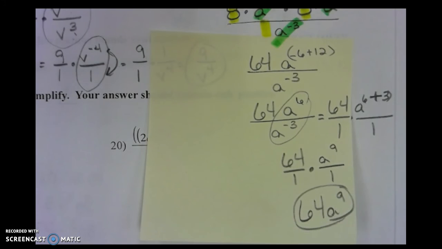Now, we're not going to go over 19 and 20 because that's the mixed review challenge. Those last three were challenge enough. So, we are done.